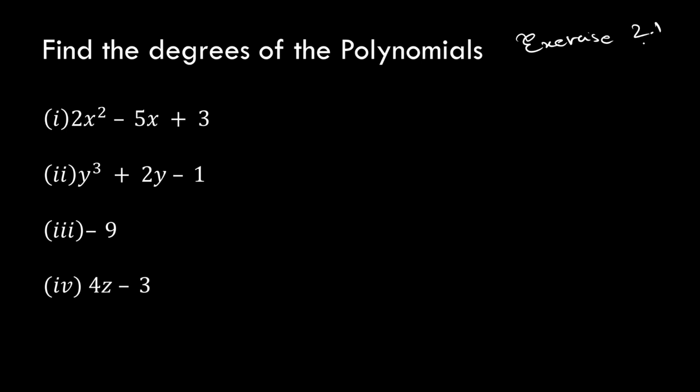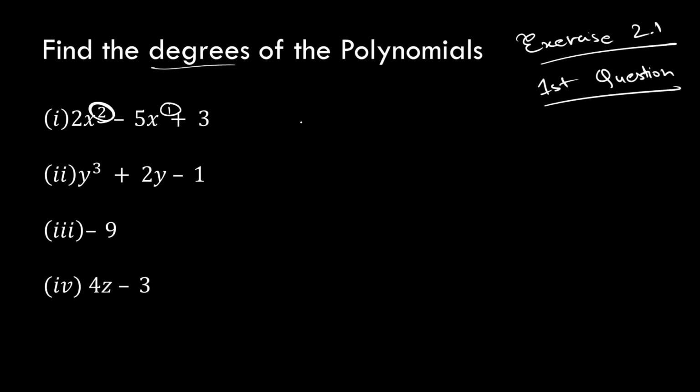Exercise 2.1. First question. We are asked to find the degrees of the polynomials. This is not a very hard question. In this first polynomial, we can clearly see that the highest power is 2, and this power is 1.